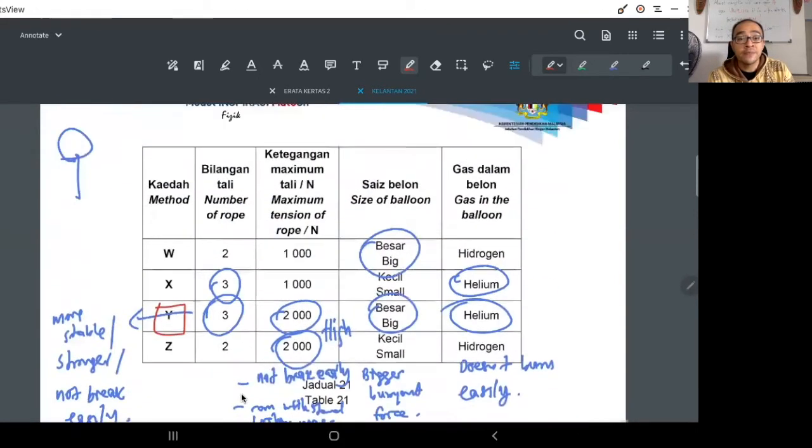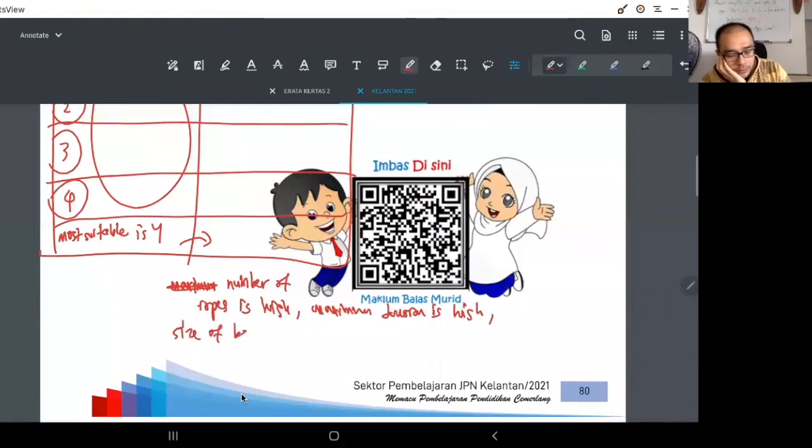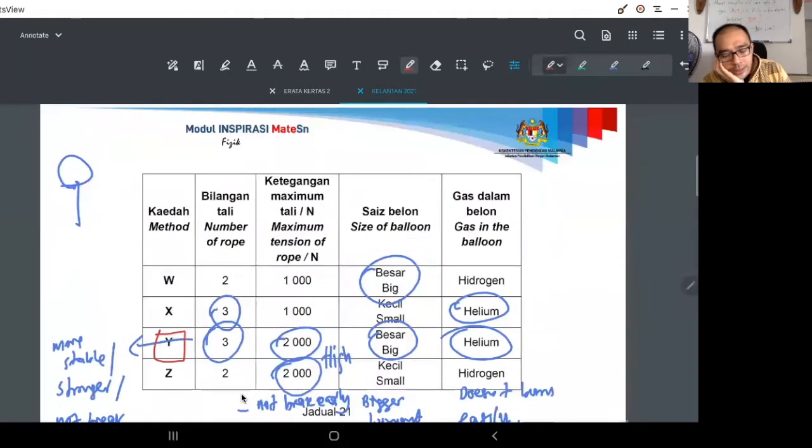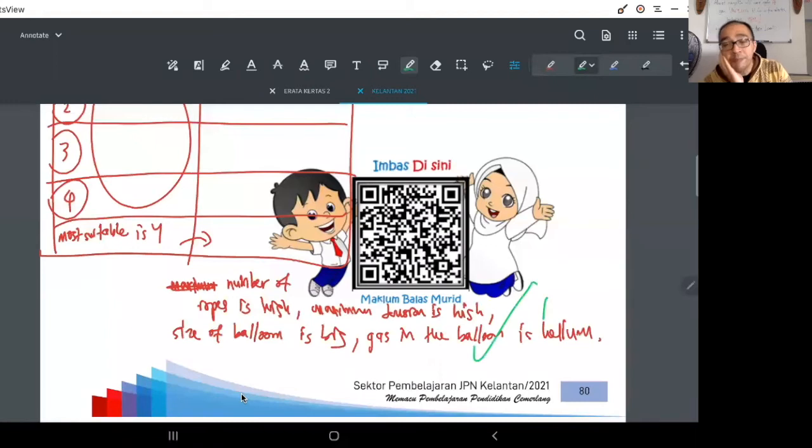What is the second one? Maximum tension on the ropes. Sorry, number of ropes is high. Maximum tension is high, comma. Then the third one is the size of the balloon is big. Size of balloon is big, comma. The last one is the gas in the balloon is helium. Gas in the balloon is helium. Tulis keempat-empat and then only you will get that final mark.